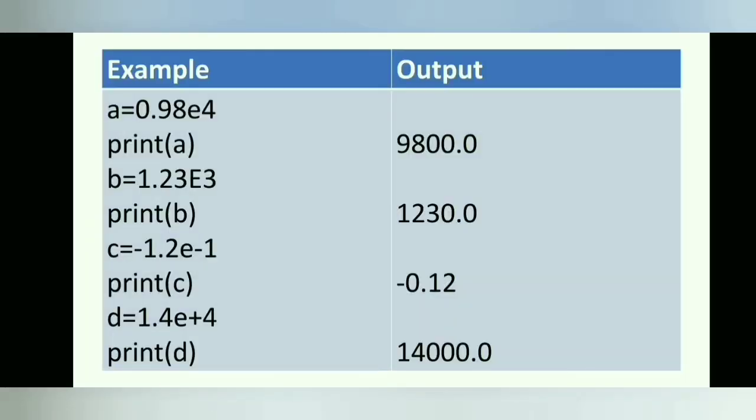For example, 0.98e4 is assigned to A. Print A. The output will be 9800.0. 1.23e3 is assigned to B. Print B. The output will be 1230.0. 1.2e-1 is assigned to C. Print C. The output will be 0.12. 1.4e+4 is assigned to D. Print D. The output will be 14000.0. The range of floating point literals is implementation dependent.